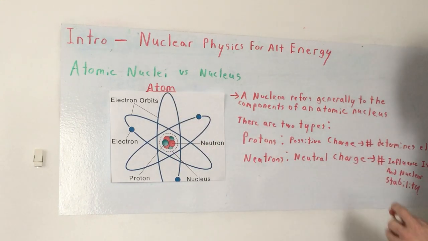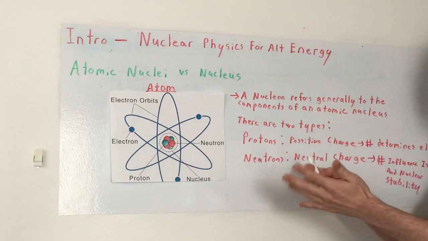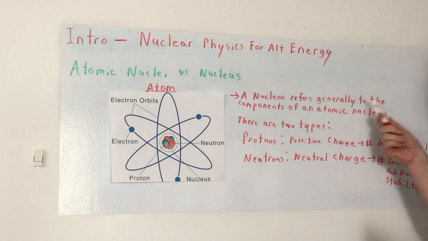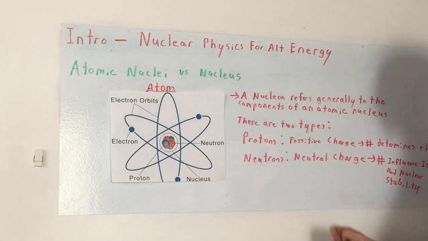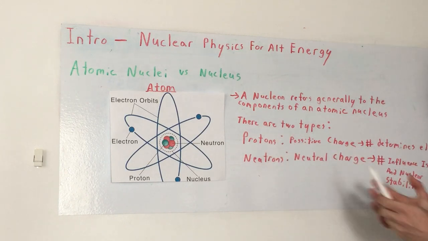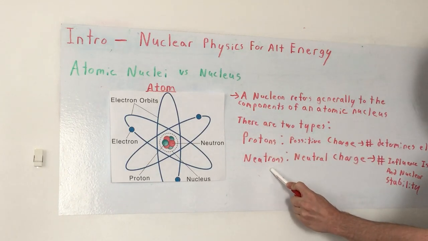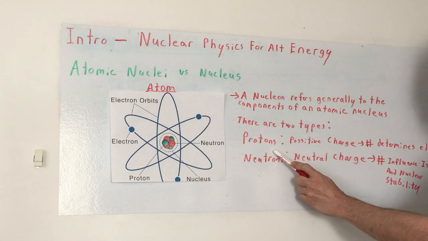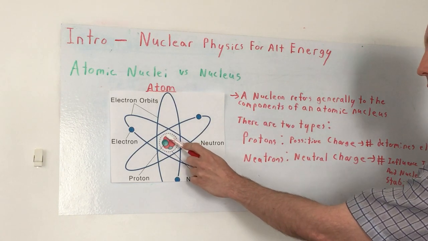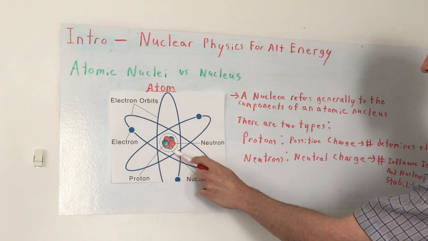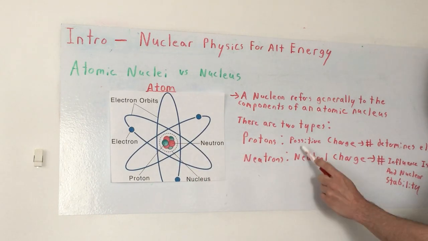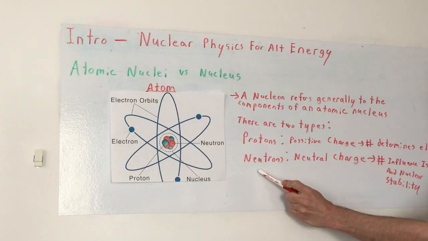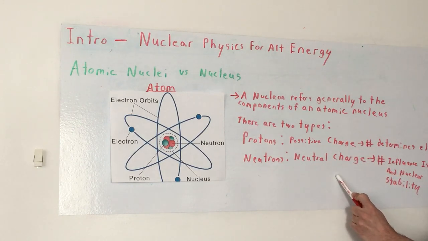So getting into this, we use the term nucleon. What that refers to is generally the components of the atomic nucleus as a whole. So the nucleus consists of two types. You've got the protons and your neutrons. So your protons are these things over here inside the circle, which would be our nucleon. So you've got your protons and you've got your neutrons. The protons are the positive charge and the neutrons are the neutral charges.